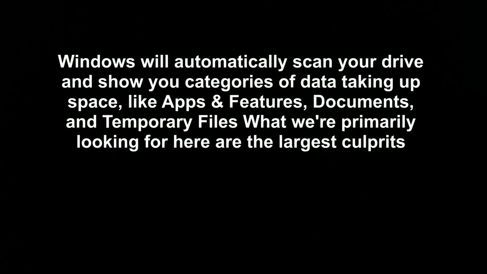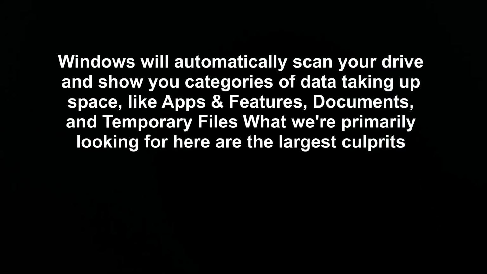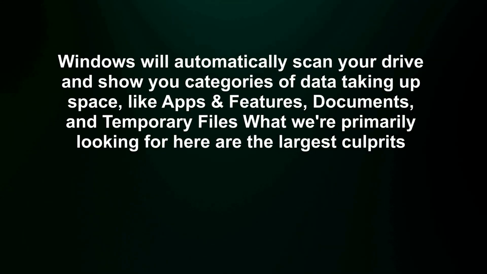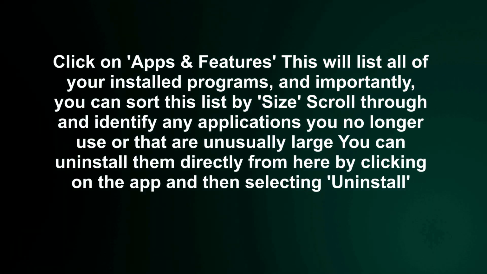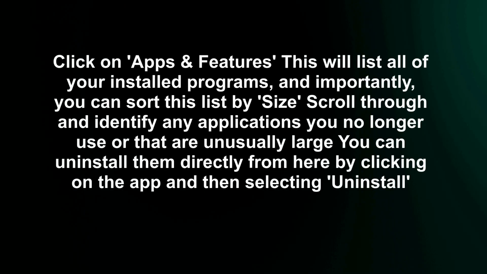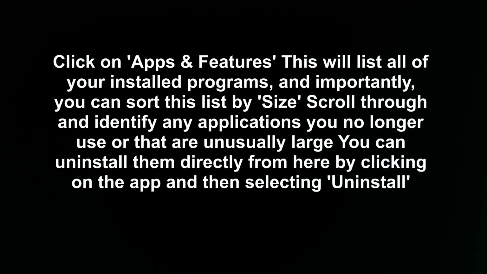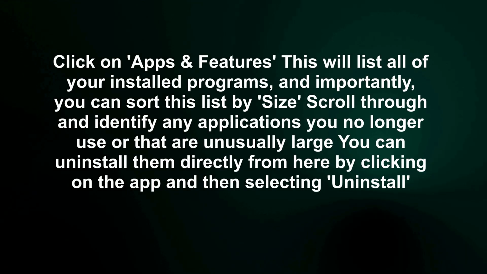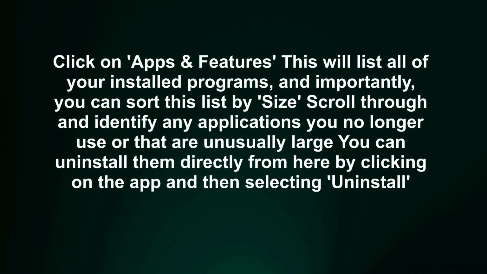Windows will automatically scan your drive and show you categories of data taking up space, like apps and features, documents, and temporary files. What we're primarily looking for here are the largest culprits. Click on Apps and Features. This will list all of your installed programs, and importantly, you can sort this list by size. Scroll through and identify any applications you no longer use or that are unusually large. You can uninstall them directly from here by clicking on the app and then selecting Uninstall.